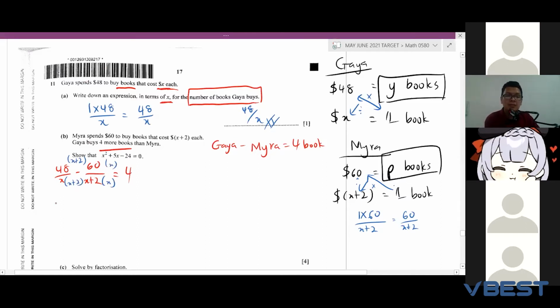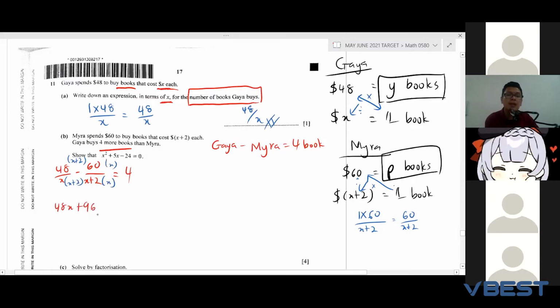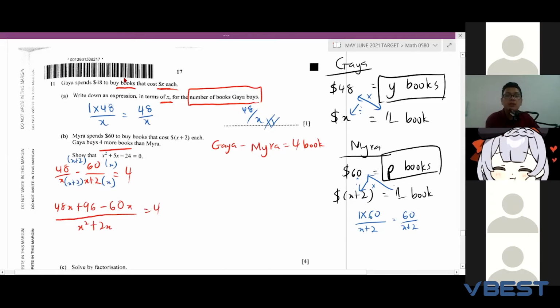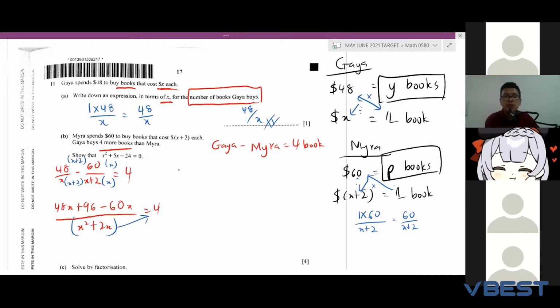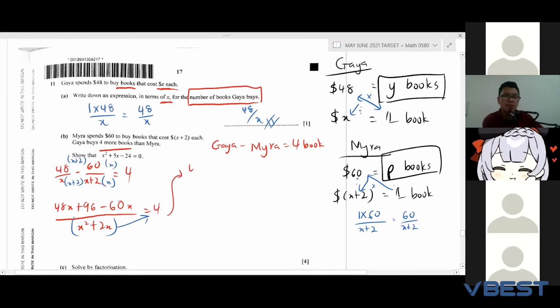48 multiplied by X becomes 48X. 48 multiplied by 2 becomes 96. Is it correct? Yeah. Okay. And then minus 60 multiplied by X becomes 60X, over X multiplied by X is X squared and X multiplied by 2 is 2X. Then you get equal to 4. Then whatever it is, you substitute everything to the right side. So our working becomes 48X and 60X, you can subtract. 48 minus 60 is supposed to be negative 24. Is it correct? Yeah, it's supposed to be. Is it correct? I think I did it wrong here.